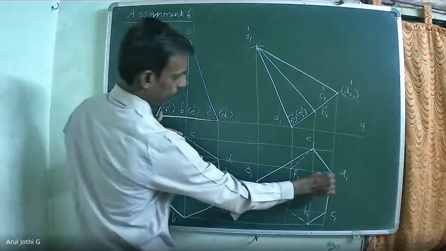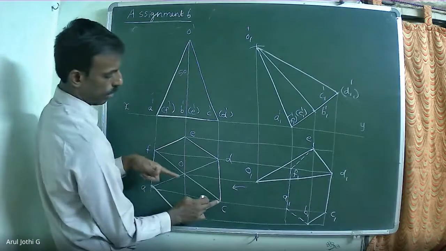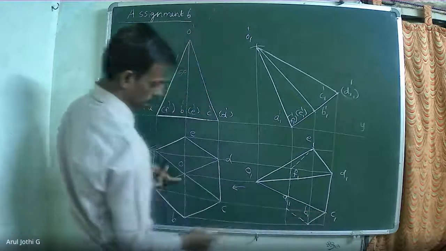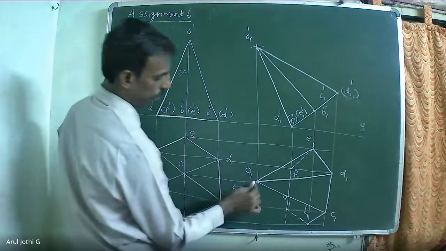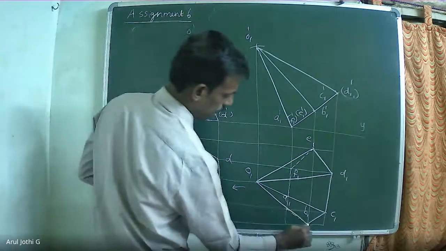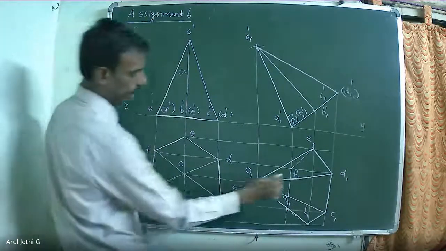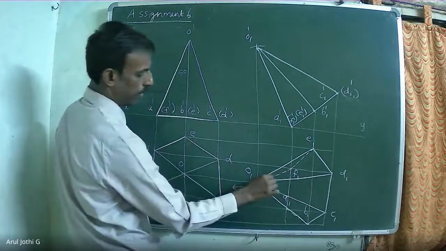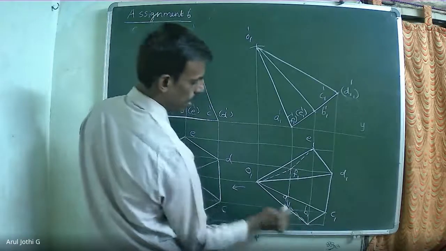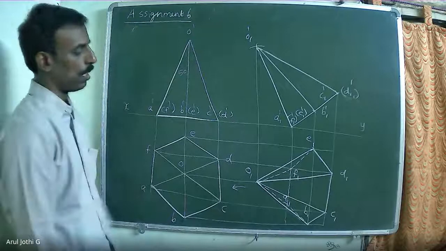Then DO. Then corner point C is visible, that means CO will be visible. Then B is visible, BO will be visible. Then F and A are available at the back side. F will not be visible. Similarly, AO will not be visible. That you have to show as a dotted line.